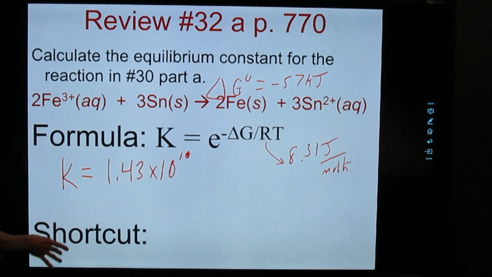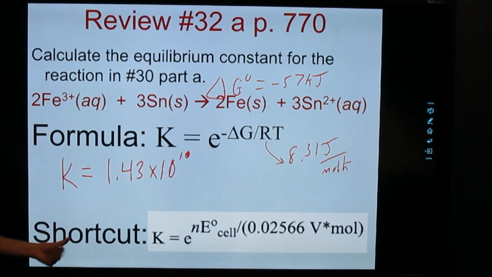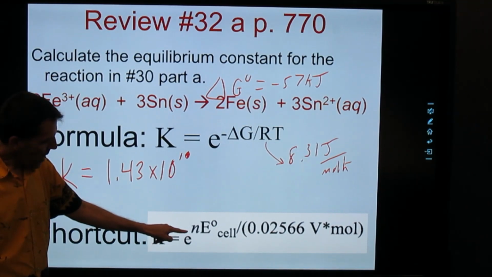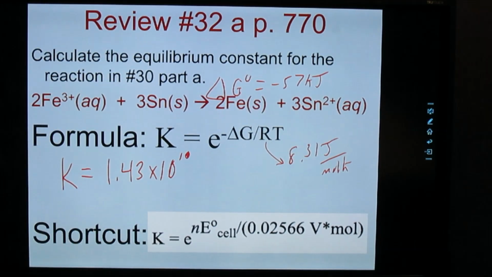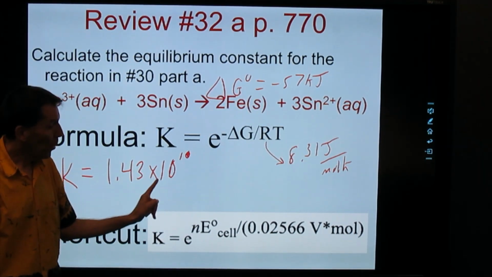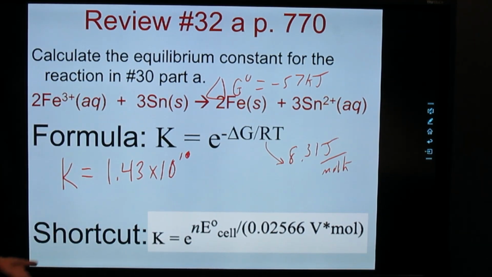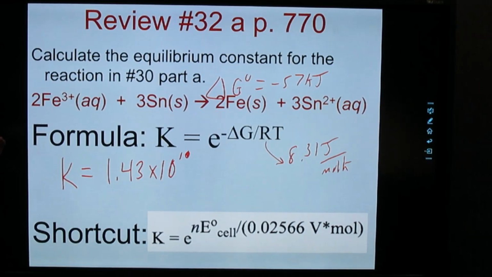You can also use that shortcut where K equals E to the nE naught over the constant, which, if we go back to problem 30, the N is 6. The E naught cell is 0.1. You divide by the constant, you might have some rounding differences, but you can use that shortcut. But I like problems 30 and 32, and also 29 and 31, because they take you more step by step.